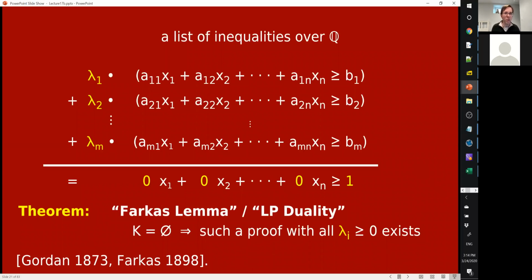Okay, I'm getting a question here. Let me check it out on chat. The question is, does that mean that if all the coefficients on x1 were positive, it's always satisfiable?